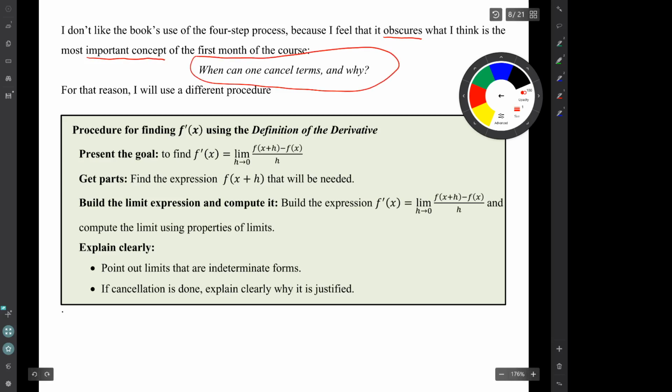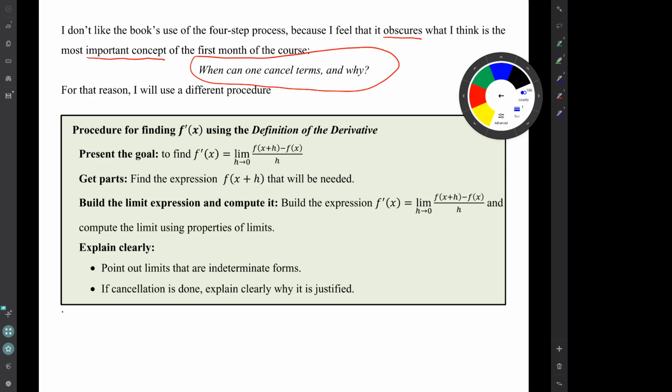When can one cancel terms and why? For that reason, I'm going to use a different procedure when I compute derivatives using the definition of the derivative. It's this procedure here in this green box. And its emphasis is on being very clear about what things mean and what you're going to be doing.